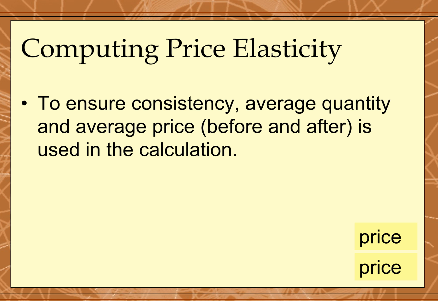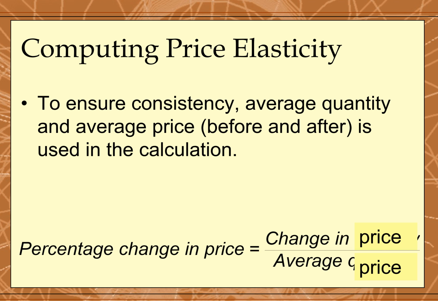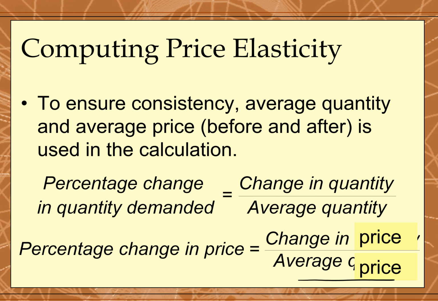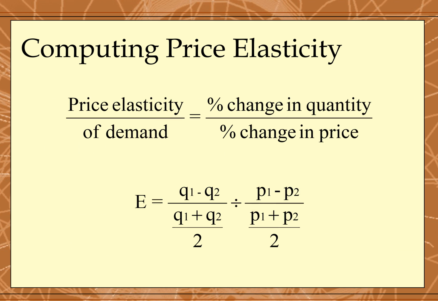Now, that formula I was telling you about, in terms of being consistent going from P1 to P2 and from P2 to P1, is going to look like this. For the percentage change in price, we take the change in price, P1 minus P2, over the average price. The same thing goes for quantity. We take the simple change in quantity, Q1 minus Q2, over the average quantity. And it's going to look like this. So you see the numerator is right here, and the denominator is right here.